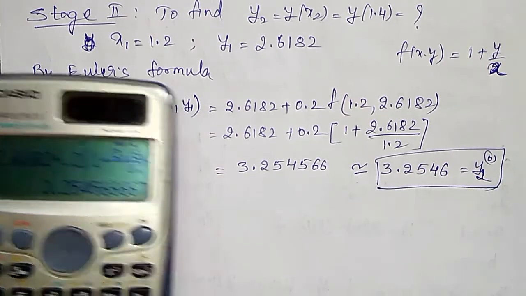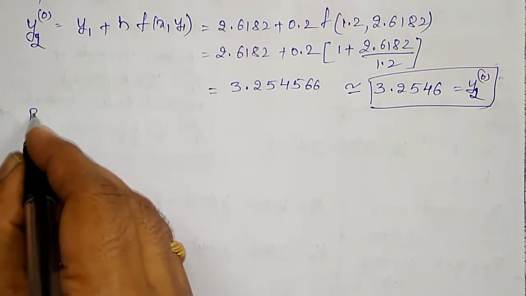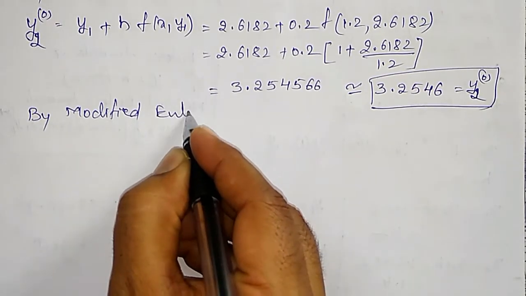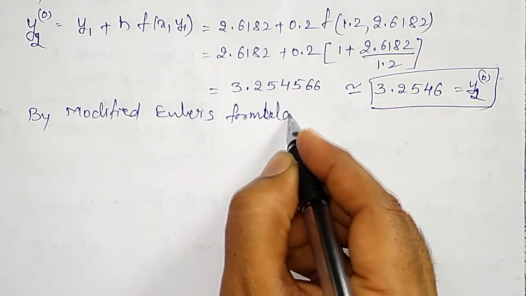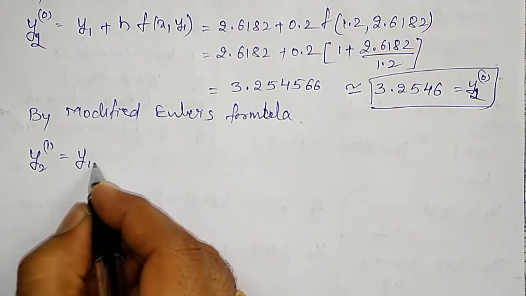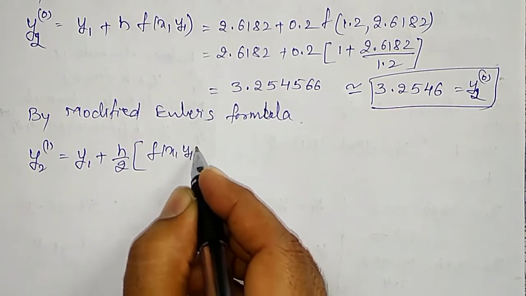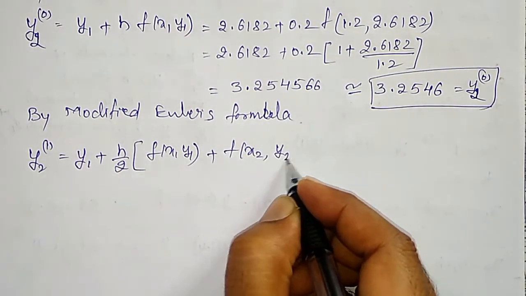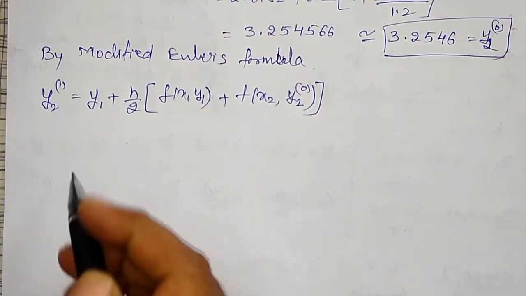Okay, like this, using modified Euler's formula, I have to make the correction in this value. Therefore, by modified Euler formula, y2 first approximation will become y1 plus h by 2 into f of x1 y1, which will remain the same, plus f of x2 comma y2 zeroth approximation, the just now calculated value. Substitute the values here and calculate.